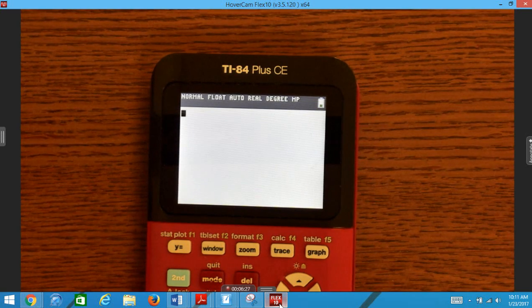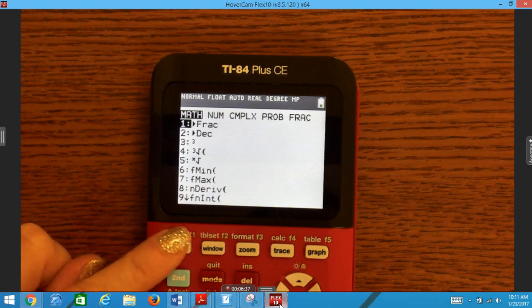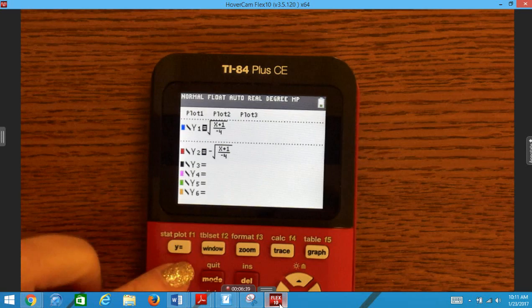So I'm going to do parenthesis 2 times 8, close parenthesis, to the 3/4. Oops.